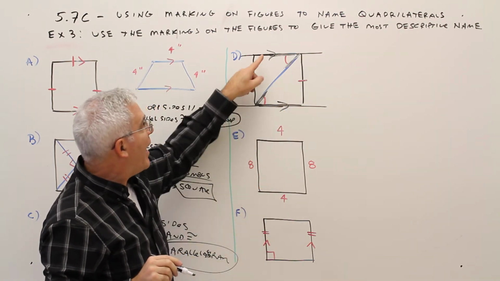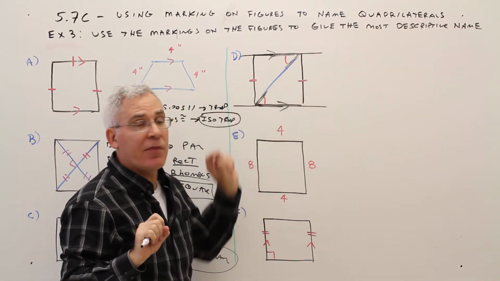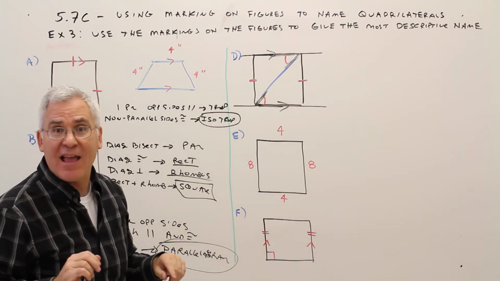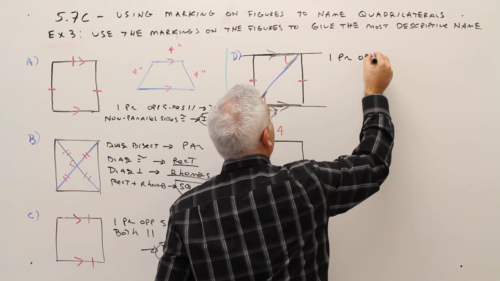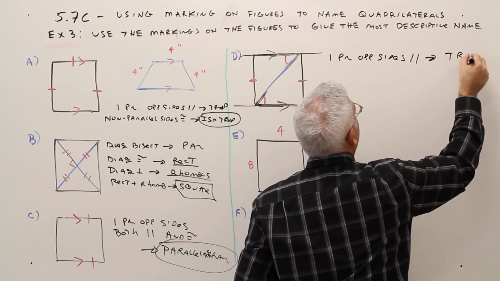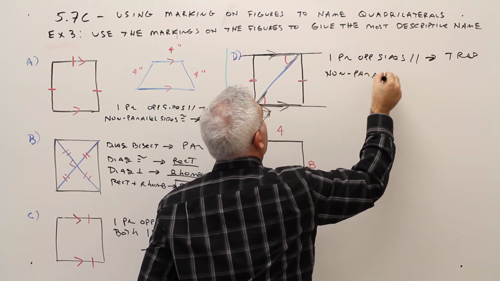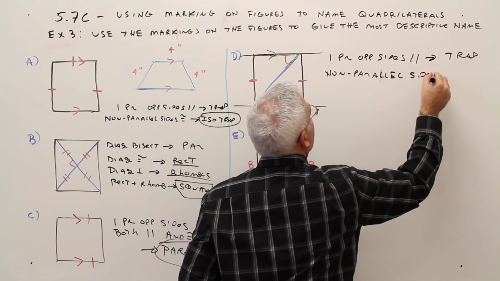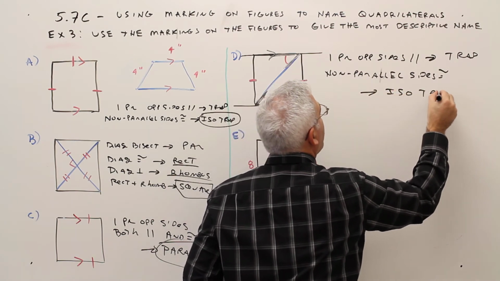Okay, so now I've got one pair of opposite sides parallel, and again, the non-parallel sides congruent. That's just like over here, the isosceles trapezoid. So again, one pair of opposite sides parallel gets me to be a trapezoid. Non-parallel sides congruent gets me to be an isosceles trapezoid.